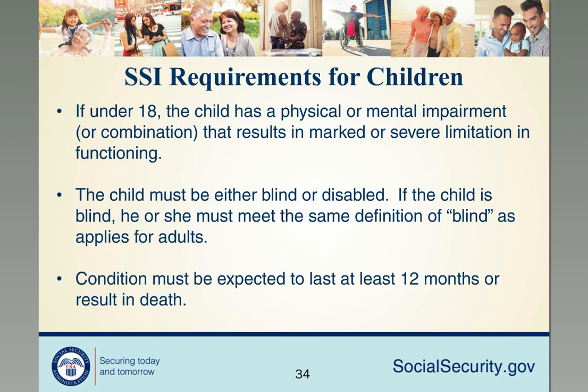The child must either be blind or disabled. If the child is blind, he or she must meet the same definition of blind as applies to an adult. So if you're visually impaired, you'd have to meet the same standard that an adult would, not necessarily for work level, but the same definition of what it is to be visually impaired. The condition must be expected to last 12 months or result in death before the end of the 12-month period. So that doesn't change compared to the adult definition, but the concept of marked or severe limitation in functioning is a very different concept for children as opposed to adults.